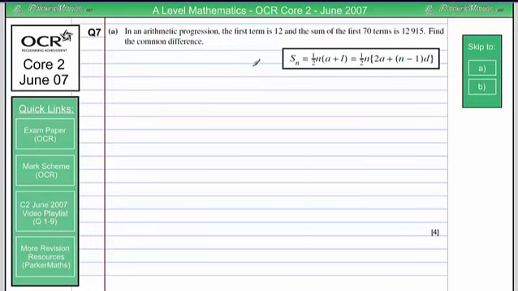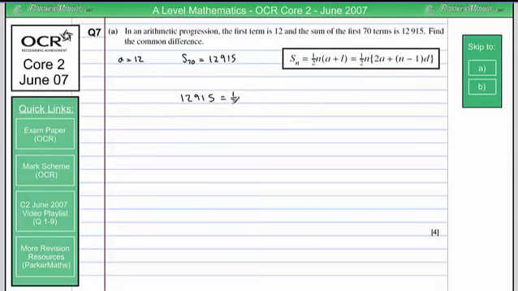Let's begin by writing down the things that we know. The first term is 12, so we'll write down that a is 12. And we know the sum of the first 70 terms is 12,915, so we'll write S70 is 12915. So we're going to do the sum of the first 70 terms, which is S70. So on the left hand side we're going to get 12915, and that's going to be equal to this formula where n is 70.